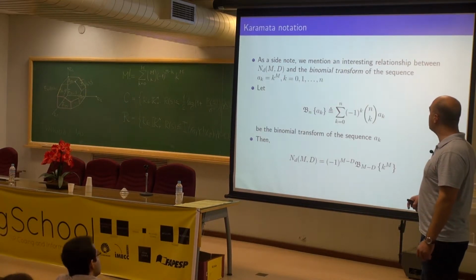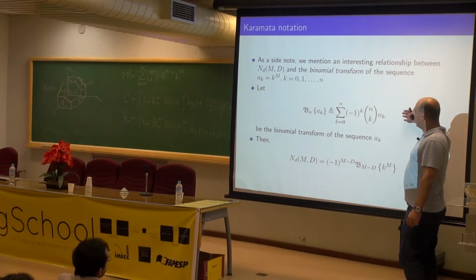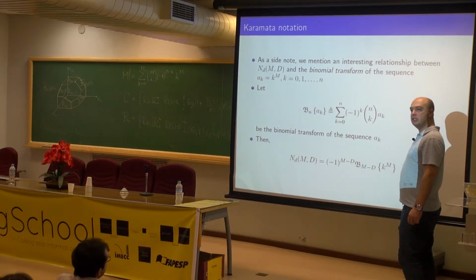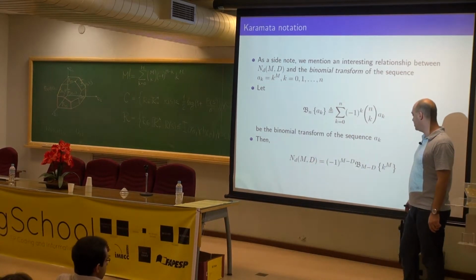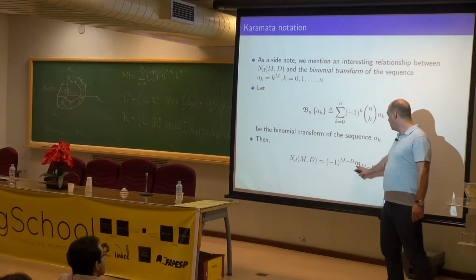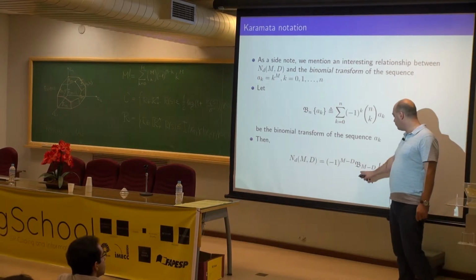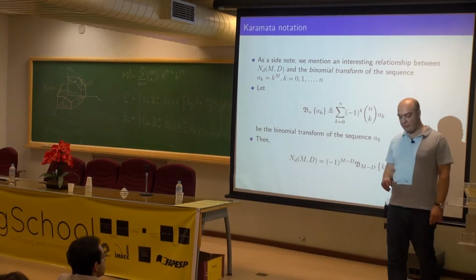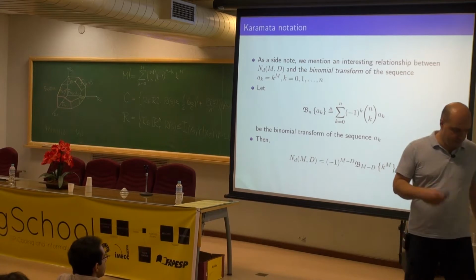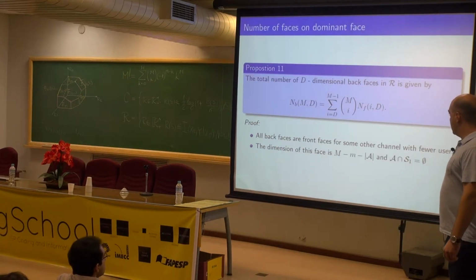There is also something called the binomial transform, which is defined by this. If you use this binomial transform, then this is the expression for the number of d faces on the dominant face. You have to multiply by minus 1 to the m minus d, and then you have the binomial transform of size m minus d of k to the power of factor. It's just a fun, compact way of expressing it.